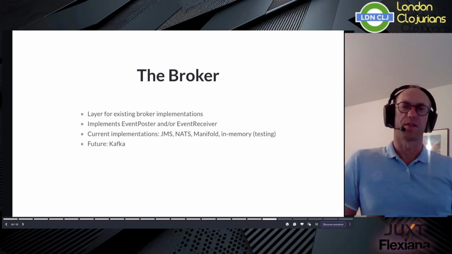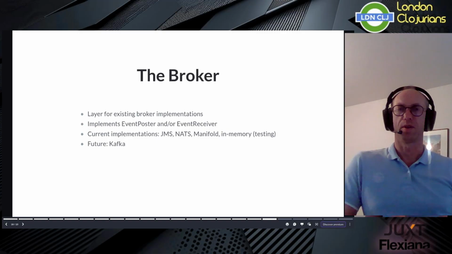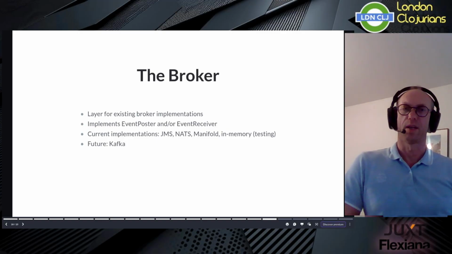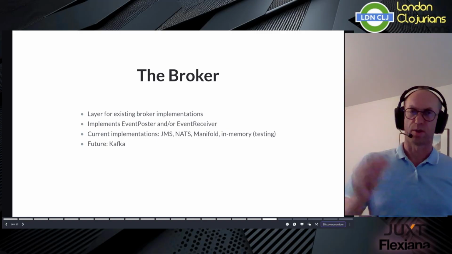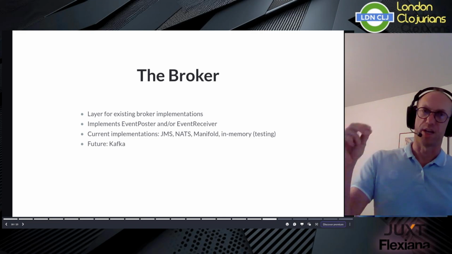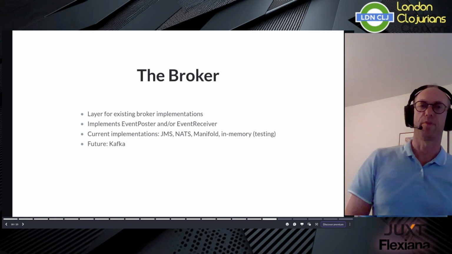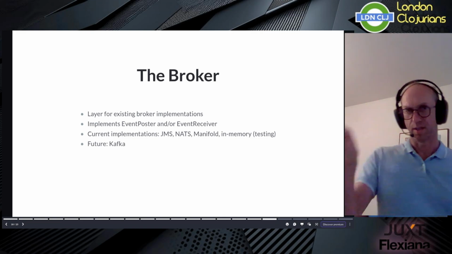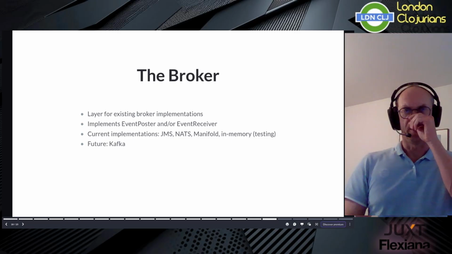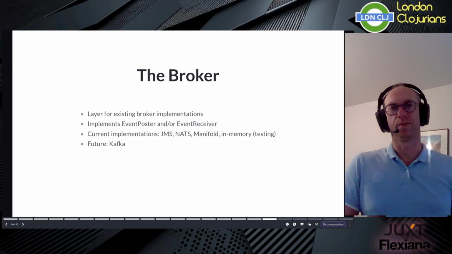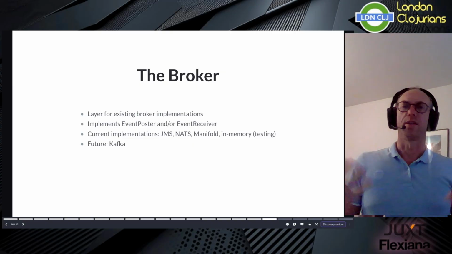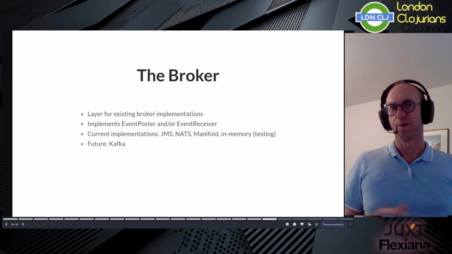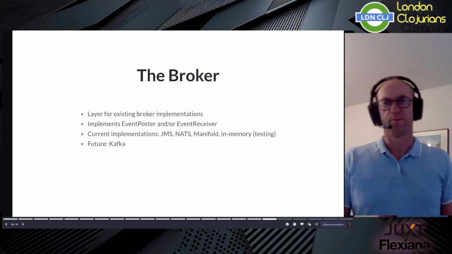So each of these implementations is located in its own library. The core is a library, and then there's a JMS library, a NATS library, a Manifold library. The in-memory one is actually in the core, so that you don't need an additional dependency for that. But they are all in the same GitHub repository, so it's a monorepo of multiple libraries.